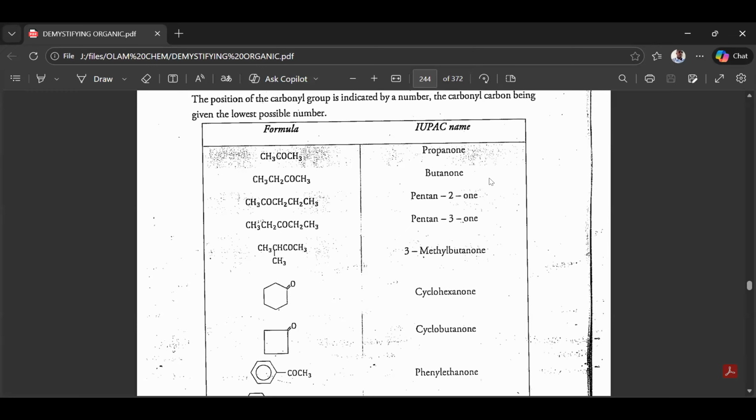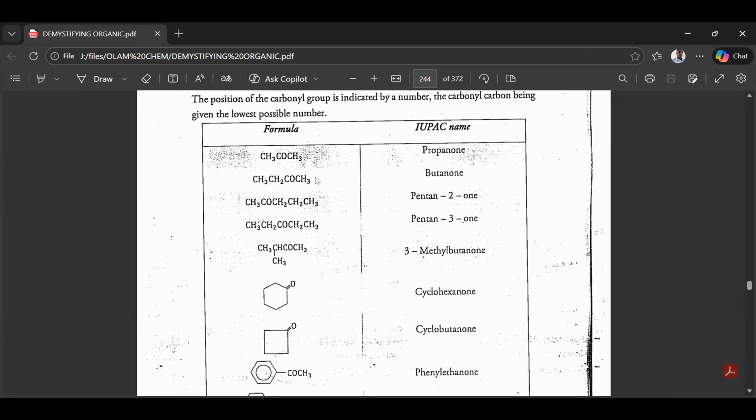Why do we call it butanone? Because it has 4 carbon atoms, and a mother alkane with 4 carbon atoms is called butane. So when you remove the suffix E and replace it with ONE, it becomes butanone.